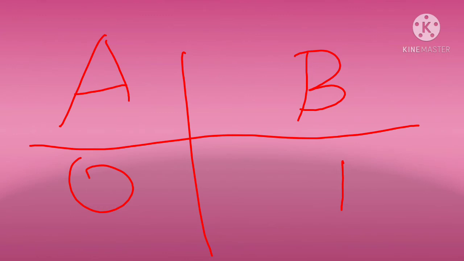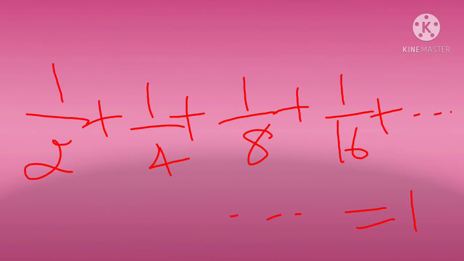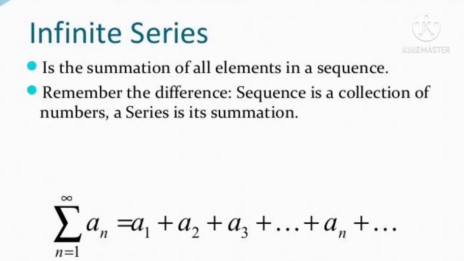Or equivalently 1/2 + 1/4 + 1/8 + 1/16 up to etc. is 1. Infinite series is the summation of all elements in a sequence. Remember the difference. Sequence is a collection of numbers. A series is its summation. So summation n equal to 1 to infinity an is equal to a1 plus a2 plus a3 plus up to an plus up to etc.